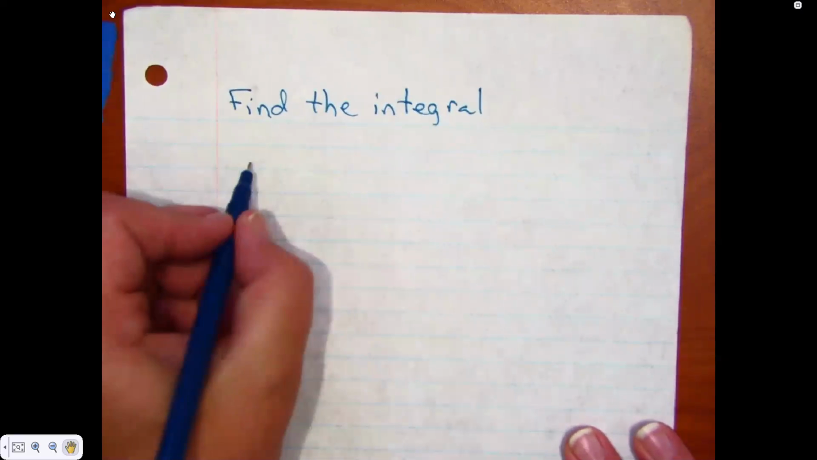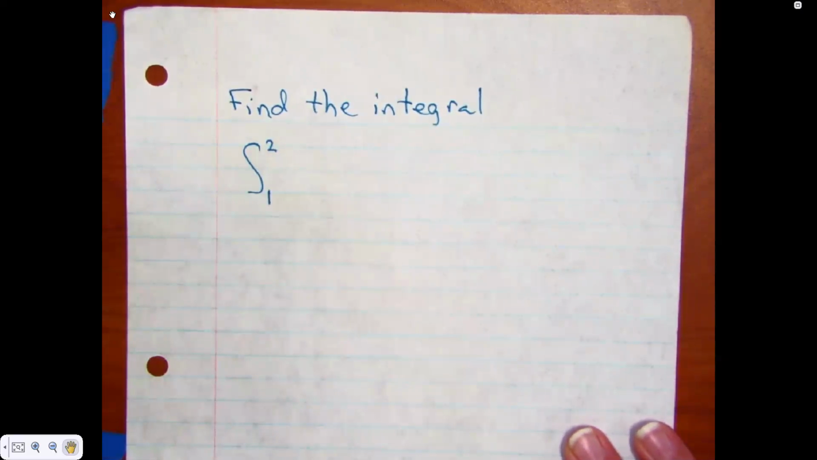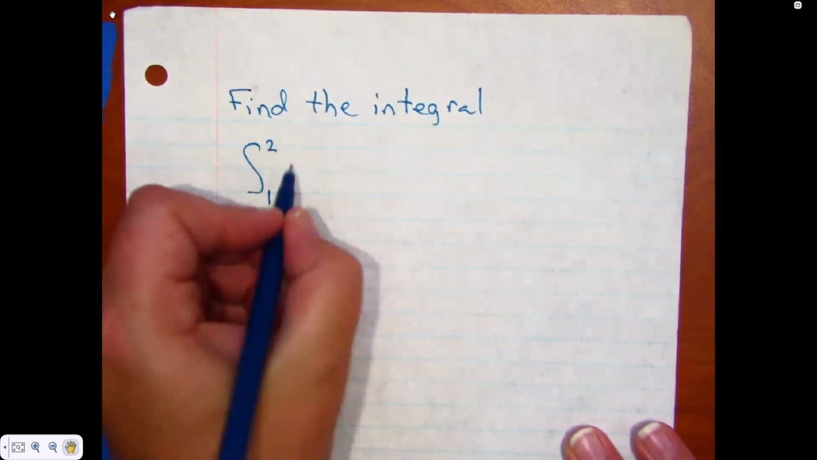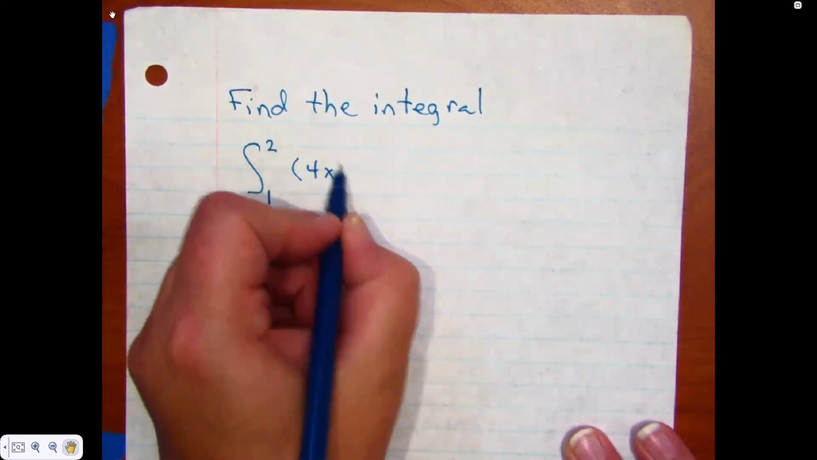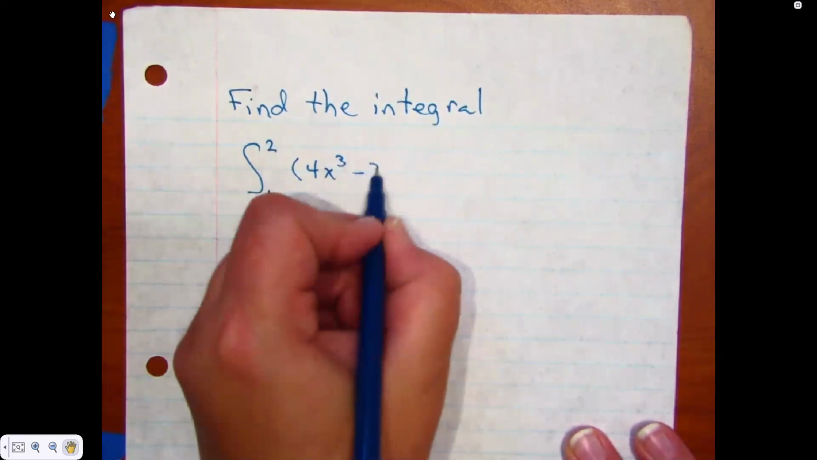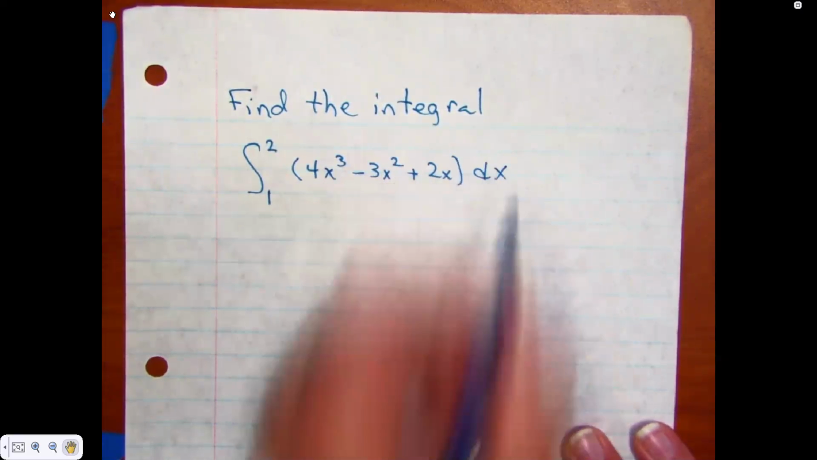Okay, first one, we are going from 1 to 2. So not a very big width at all, from 1 to 2. And it is a polynomial: 4x to the third minus 3x squared plus 2x and then dx.